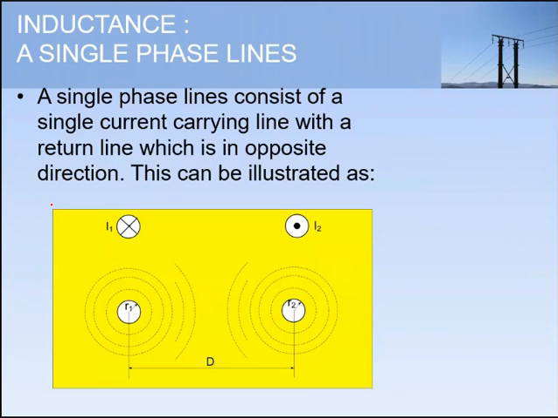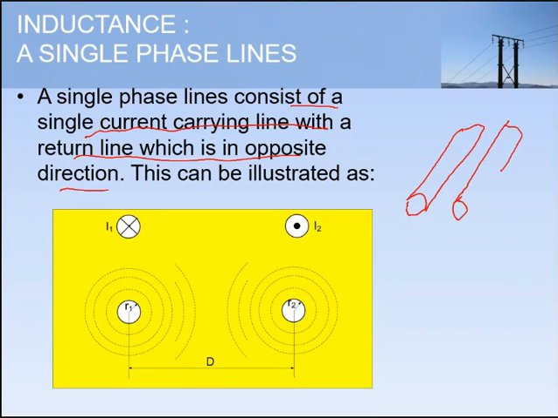So next, we're going to the next phase. We call it single phase lines. A single phase line consists of a single current carrying line with a return line which is in the opposite direction. This can be illustrated as we just imagine there are two cables with different direction of the current.